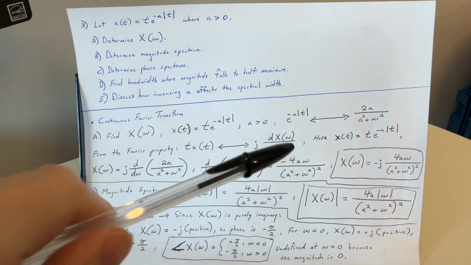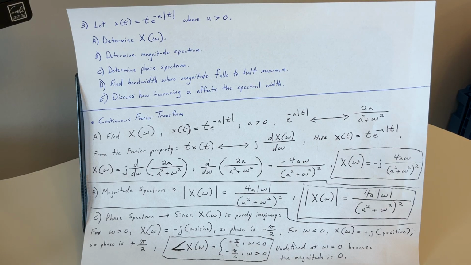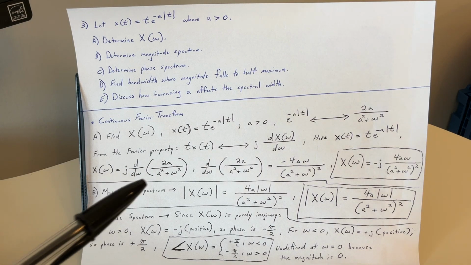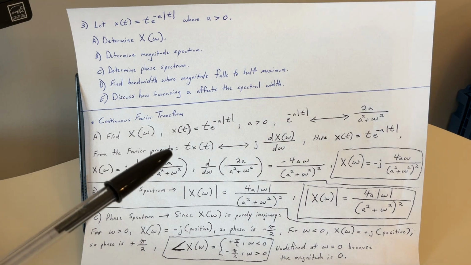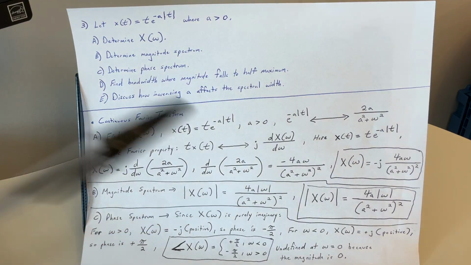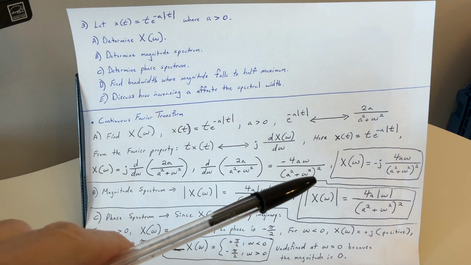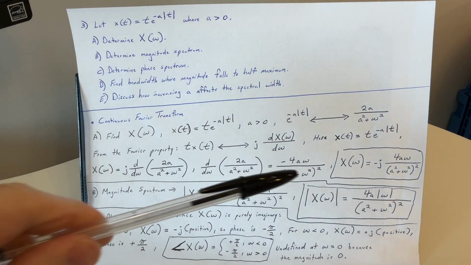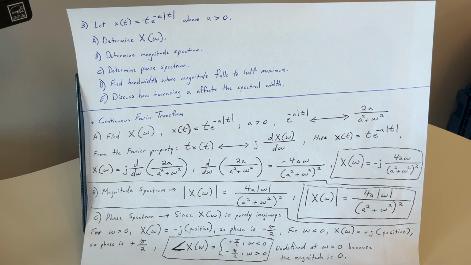where x of t equals the following, t e to the negative a absolute value of t. So X of omega equals j d d omega of that, 2a over a squared plus omega squared. That's going to equal negative 4a omega over quantity a squared plus omega squared, quantity squared. So we're going to get X of omega equals negative j 4a omega over quantity a squared plus omega squared, squared.